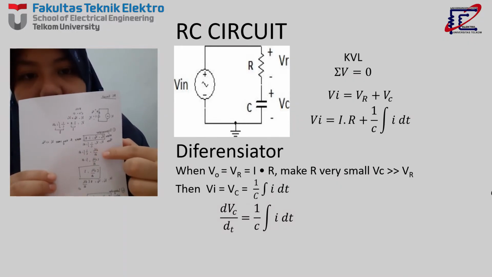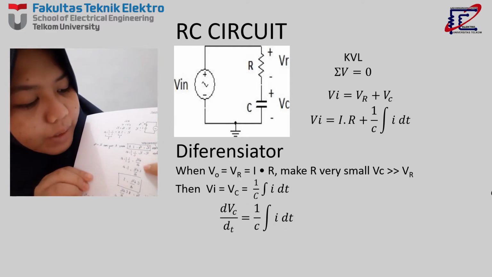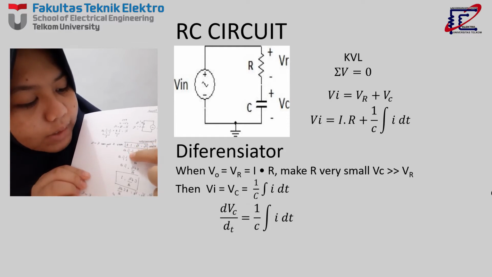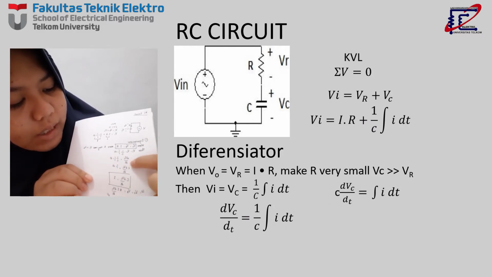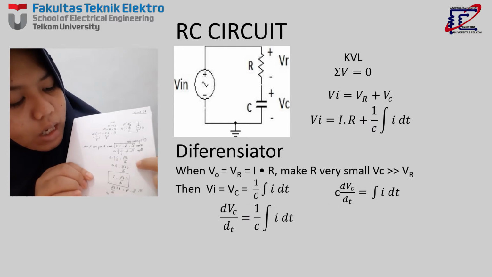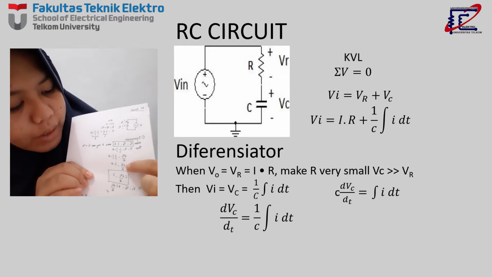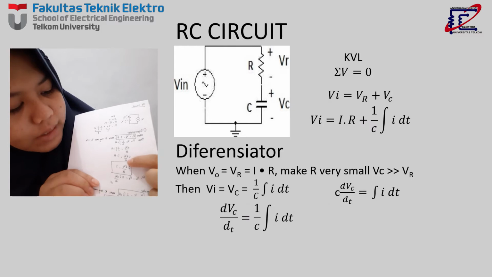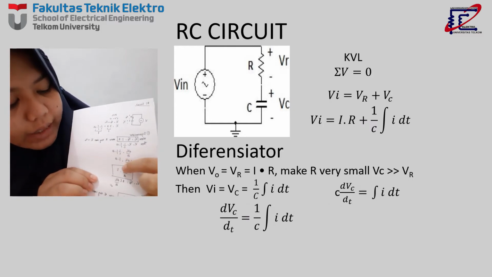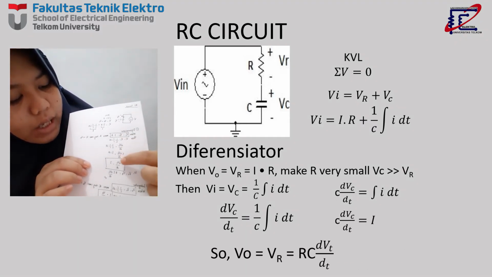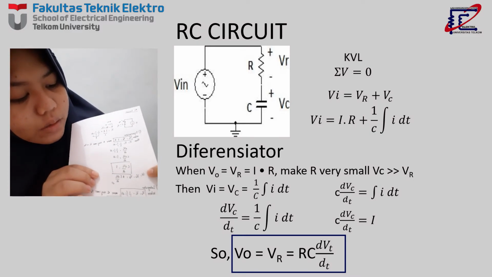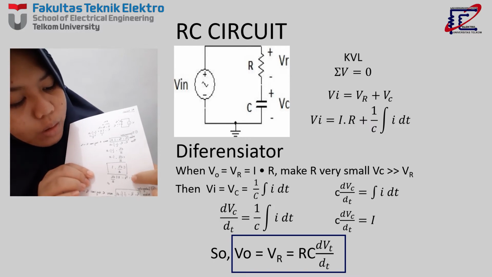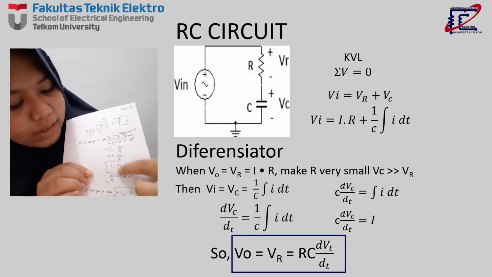Differentiating the right side, dVC per dt equals 1/C I, and then C dVC per dt equals I. This circuit finds I, the current, so VO equals VR equals RC dVC per dt.